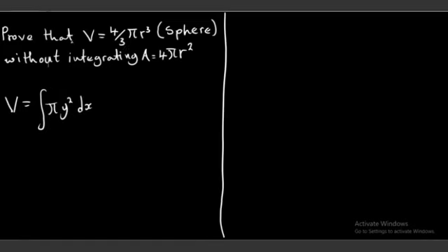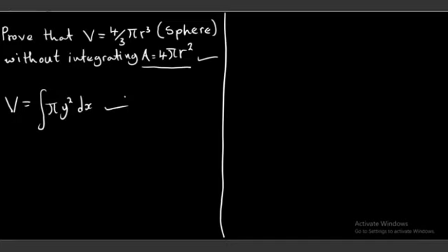Alright, so in this question we have to prove that the volume of a sphere is equal to 4 over 3 pi r cubed without integrating the total surface area, because normally you could find the formula for the volume of any shape by simply integrating its surface area formula. But we are not going to do that for this question.